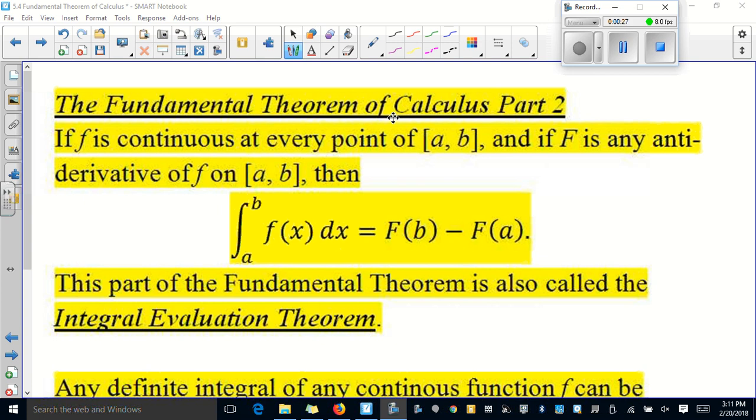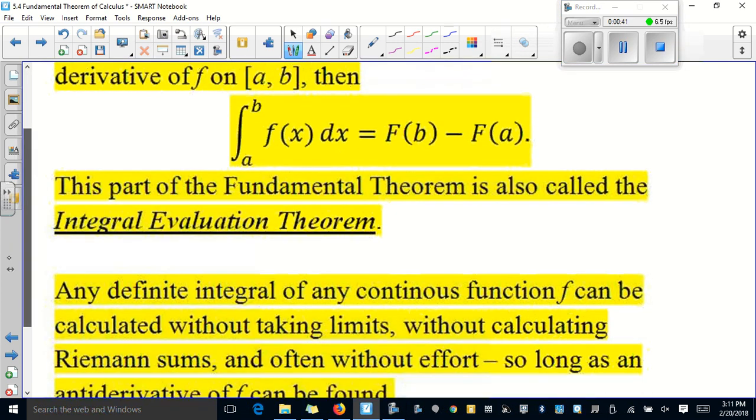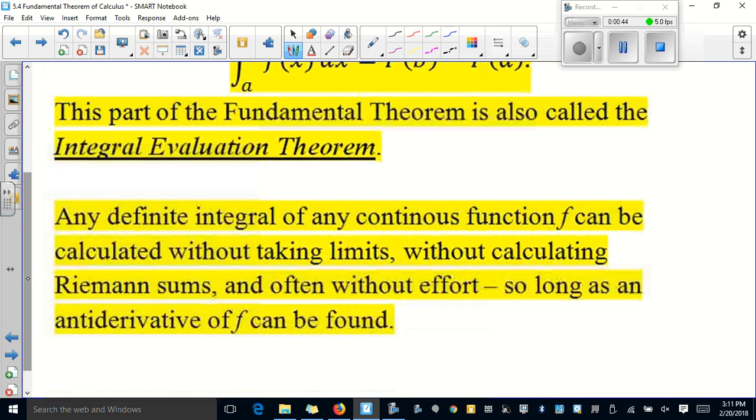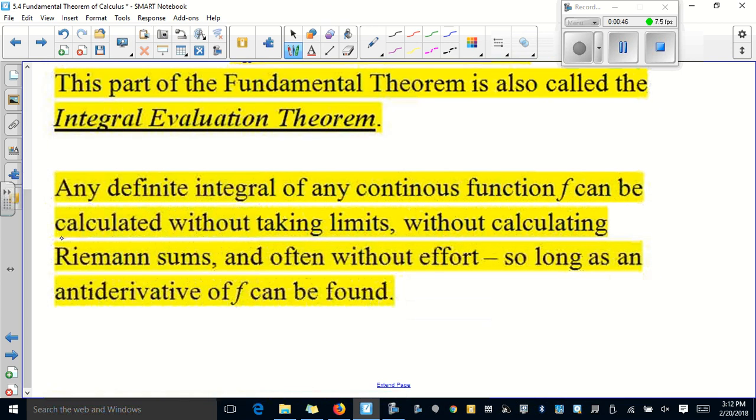Any definite integral of any continuous function f can be calculated without taking limits, without calculating Riemann sums, and often without effort, so long as an antiderivative of f can be found. So we do a couple of examples here. On this one here, they want you to do the antiderivative, evaluate this one. So we do the antiderivative, this guy here.